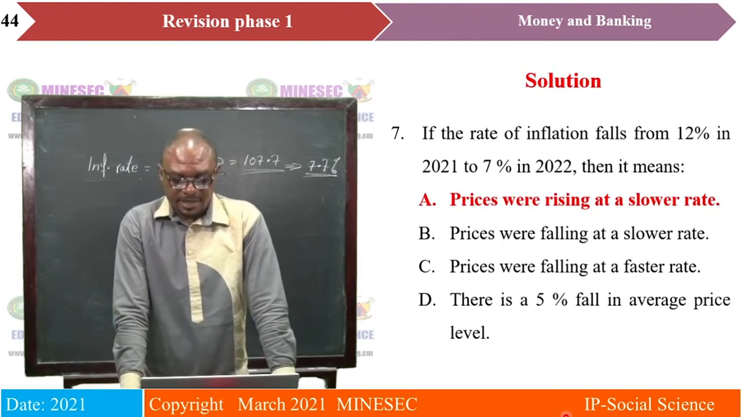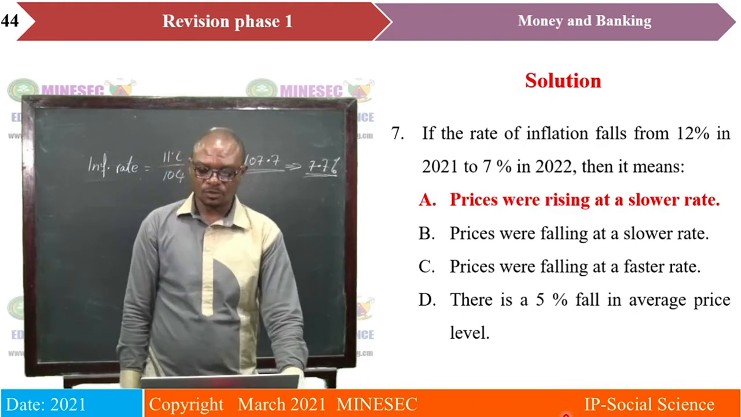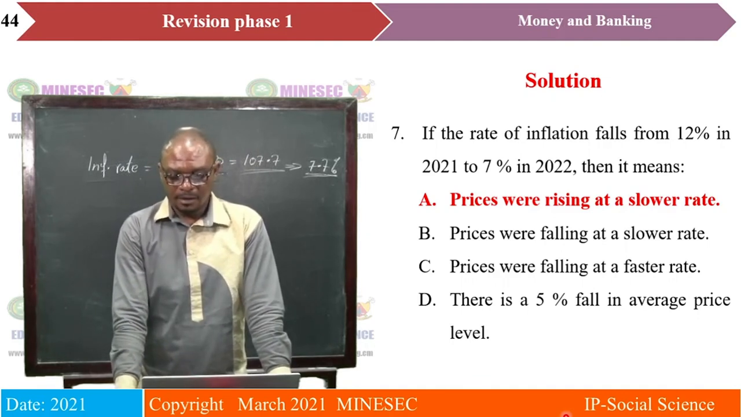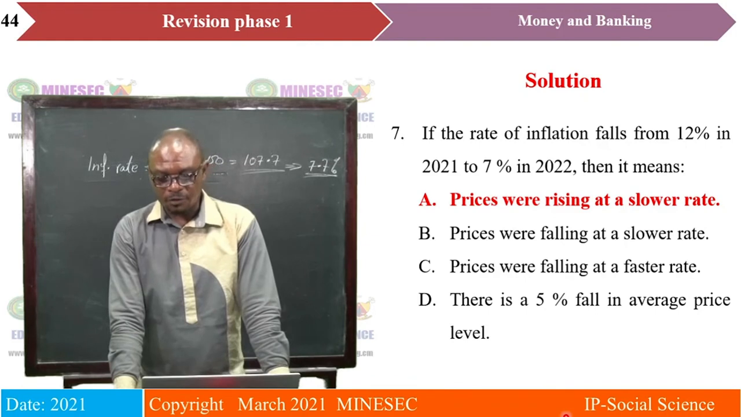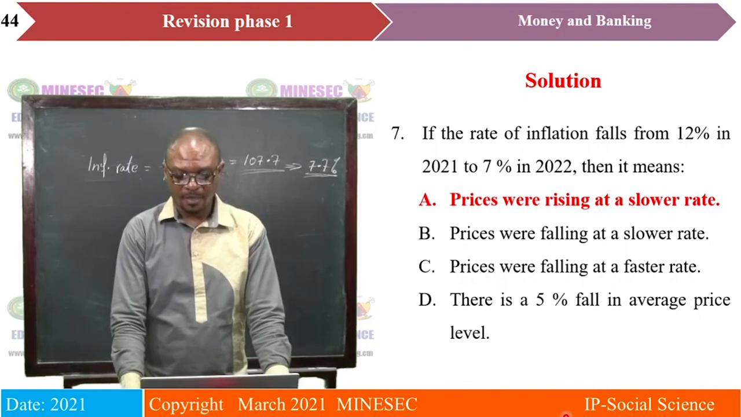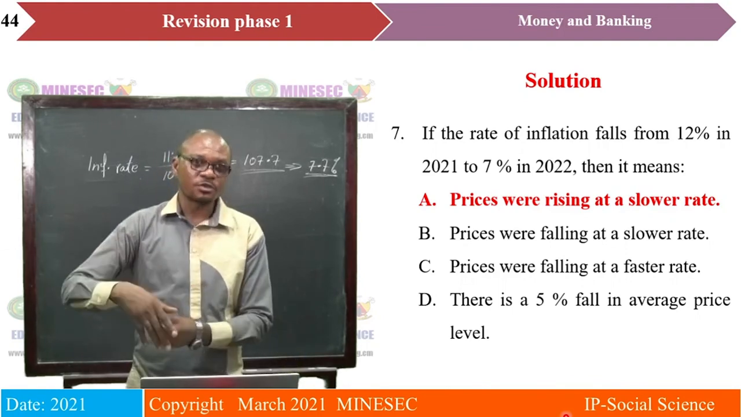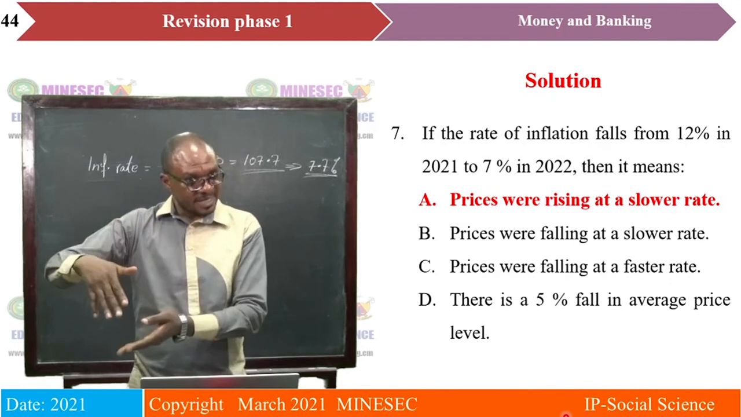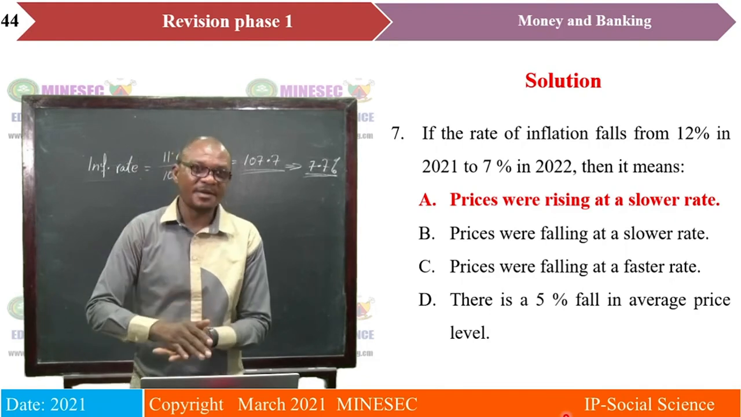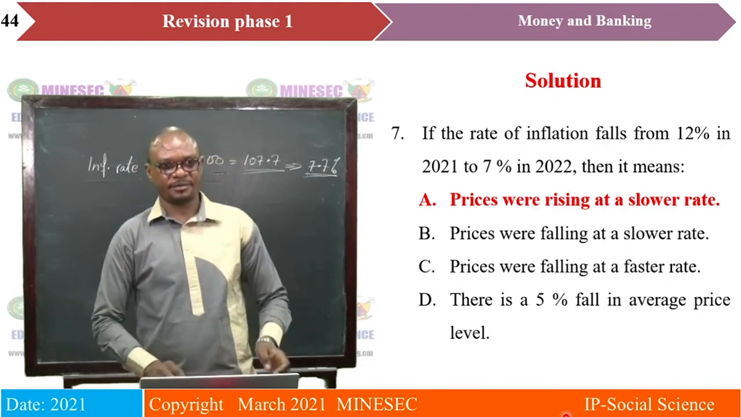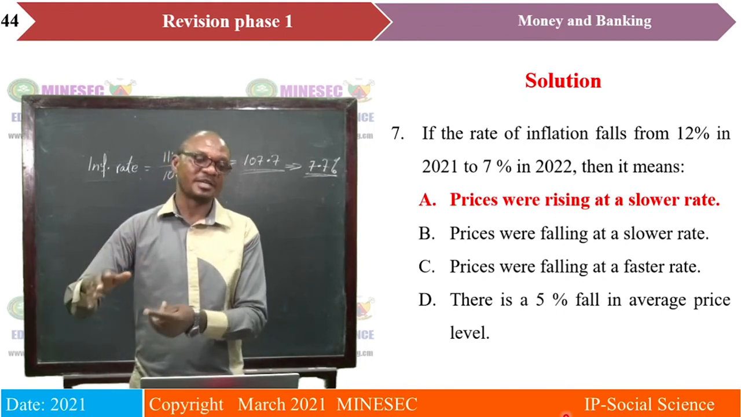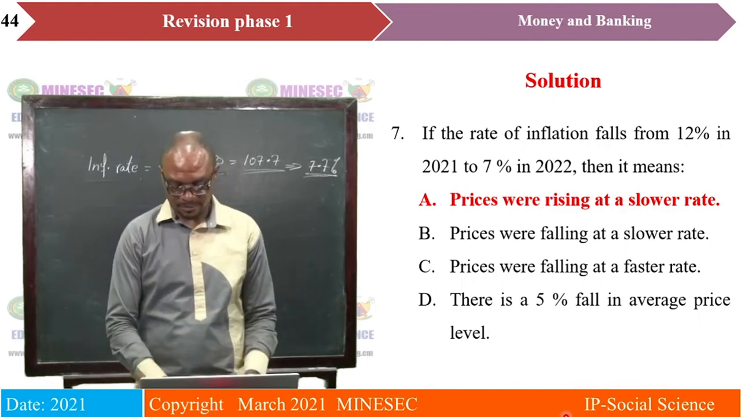The correct answer there is A, prices were rising at a slower rate. Remember, when the rate of inflation falls from 12%, it means that there was a 12% rise in the average price level in 2021. But in 2022, there is a 7% rise in the average price level. So price level is instead rising, but this time it is rising at a slower rate. You may be tempted to take it as a fall in the price level. No, it is a rise in the price level, but that rise is at a slower rate.